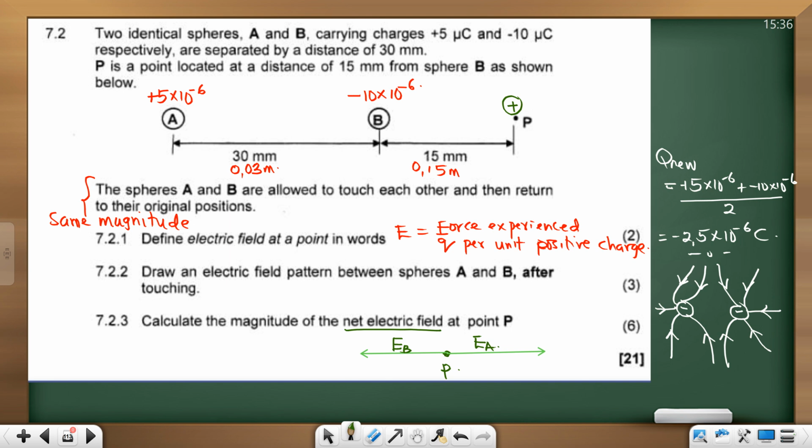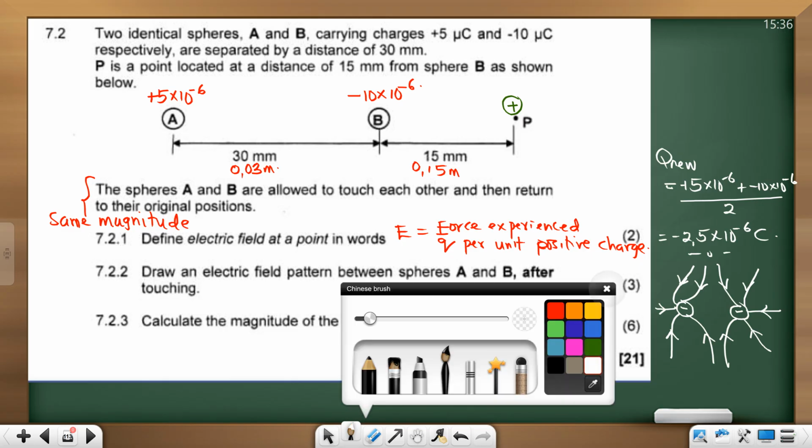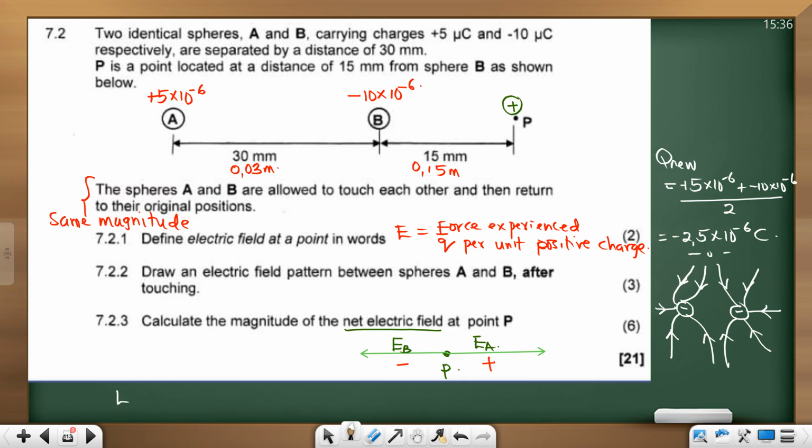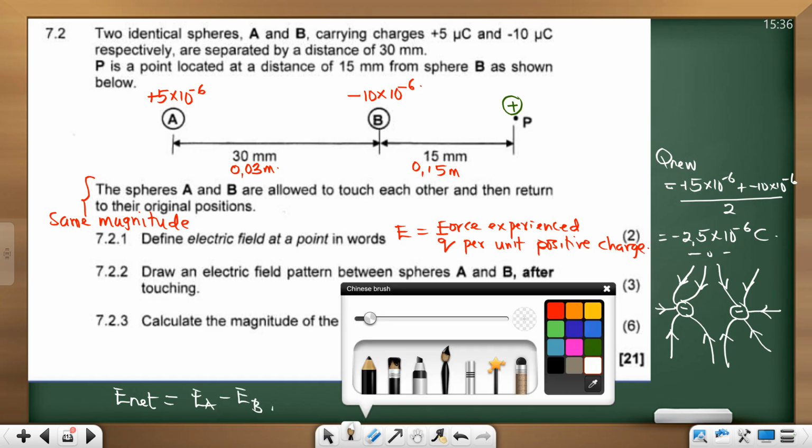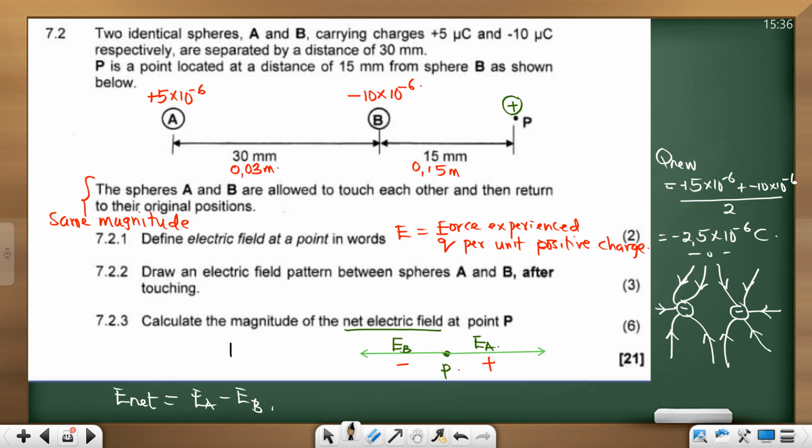Let right be positive. So if the right is positive, what do we have? Positive and negative. You are going to do the calculation for me now. What formula are we saying? E net is equal to what? EA is positive, right? Minus EB. Please substitute quickly. Let's see your answers. And you know E is what? KQ over R squared.